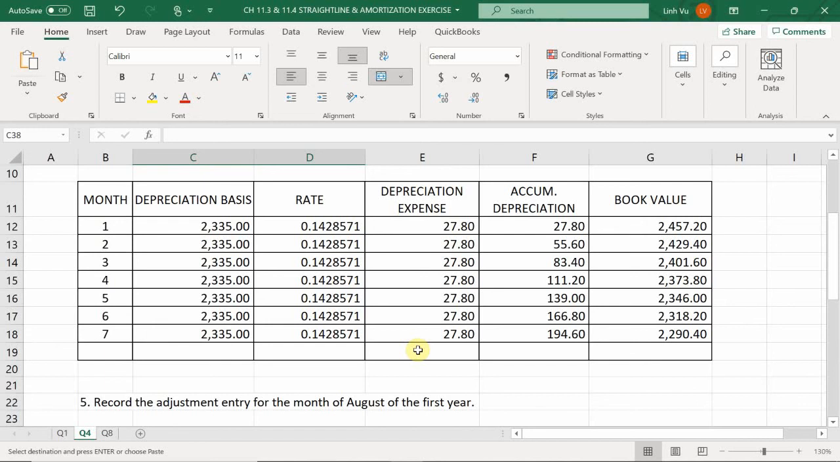It would be the 2,335 times the rate to give us 334. Okay, so that's for a whole year. But we only did the 4 months. Correct. So instead of dividing it by the 12, we divide it by the 4 months. No, you wouldn't. Okay, continue. Divided by 4.